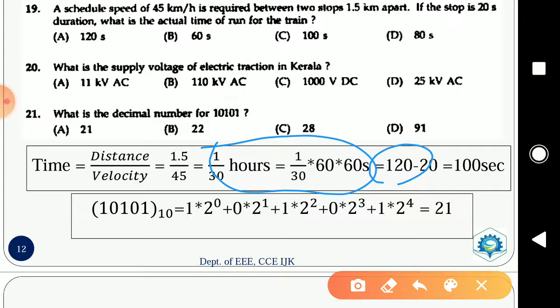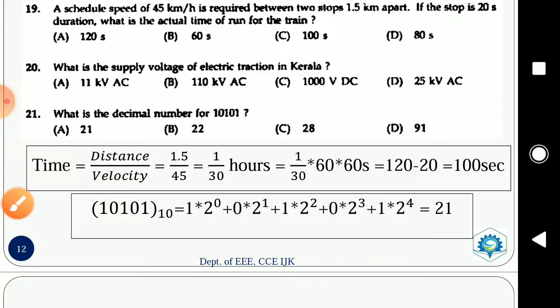Now, it is already mentioned that there is a 20-second stop duration. We only need to know the actual time of run. We do not need any stopping time. So, we will be subtracting the stopping time and you will be getting 100 seconds, and the answer is option C. So, option C, 100 seconds is the correct answer.